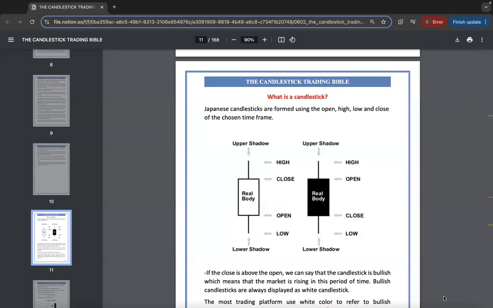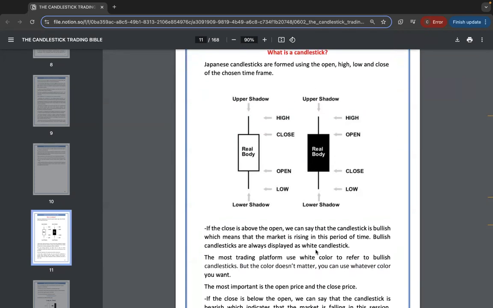In this video, we're going to go over what is a candlestick from the Candlestick Trading Bible book. So, what is a candlestick? Japanese candlesticks are formed using the open, high, low, and close of the chosen time frame. If the close is above the open, we can say that the candlestick is bullish, which means that the market is rising in this period of time.